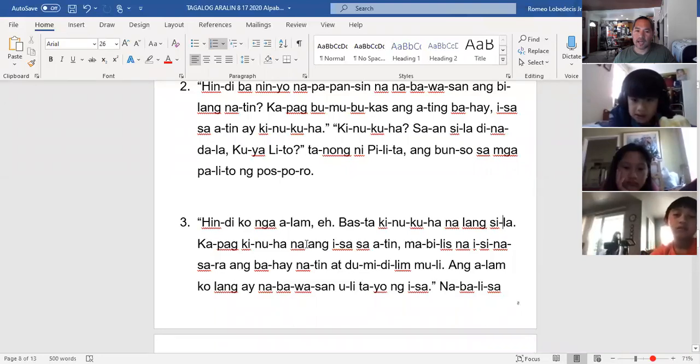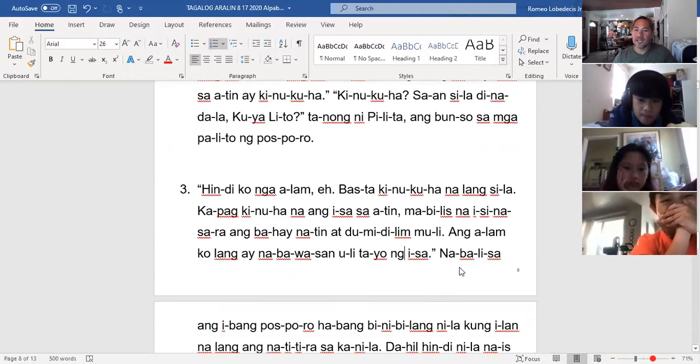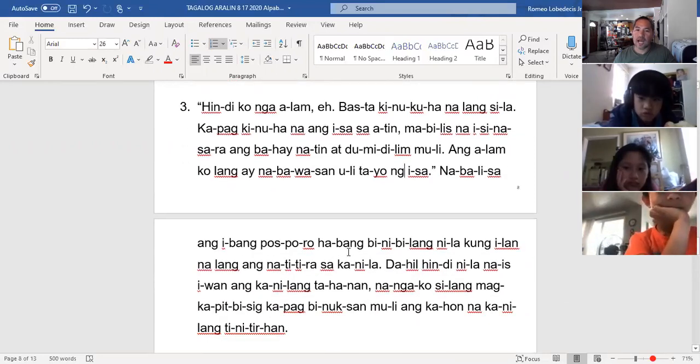Kapag kinuha na ang isa sa atin, mabilis na isinasara ang bahay natin at dumidilim muli. Ang alam ko lang ay nababawasan uli tayo ng isa. Nababalisa ang ibang posporo habang binibilang nila kung ilan na lang ang natitira sa kanila.